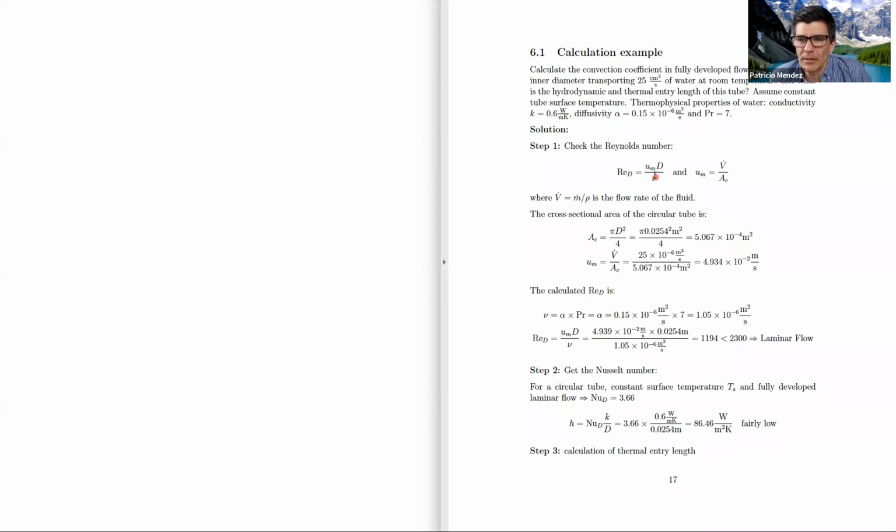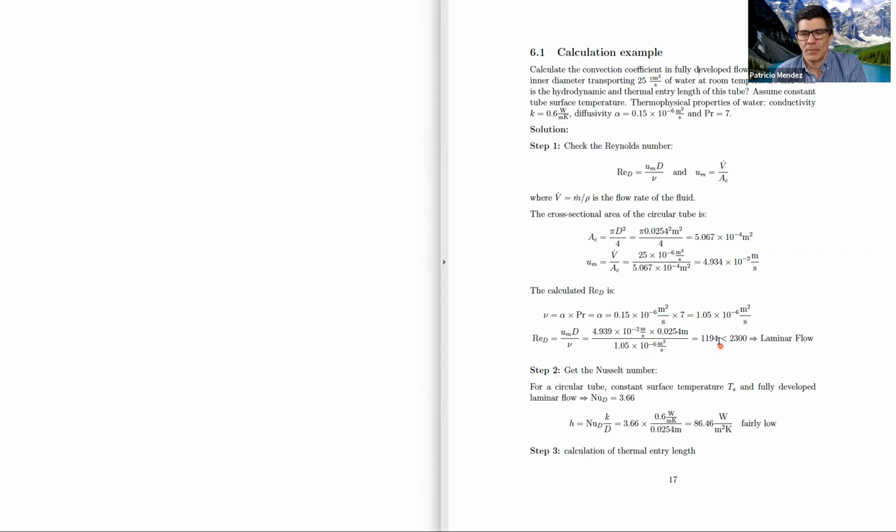For the Reynolds number, we need kinematic viscosity, but we have the diffusivity and Prandtl. And I know you know how to do this as of Monday. So kinematic viscosity is thermal diffusivity times Prandtl, and it gives us 1.05 times 10 to the minus 6 meters squared per second. Quite reasonable again. Now we can calculate the Reynolds number, and it gives us 1194.